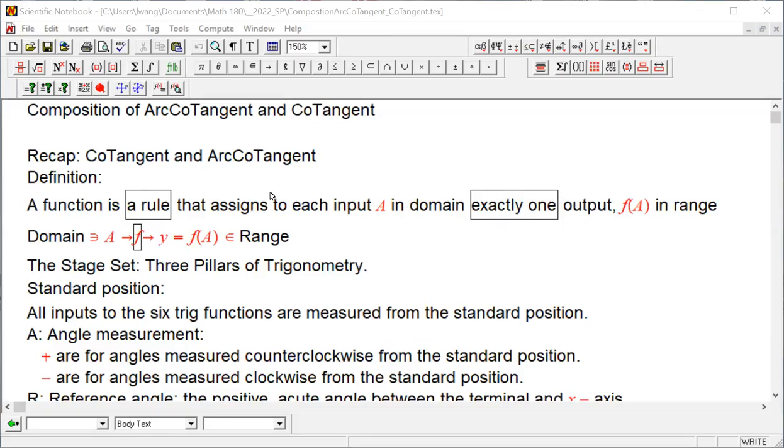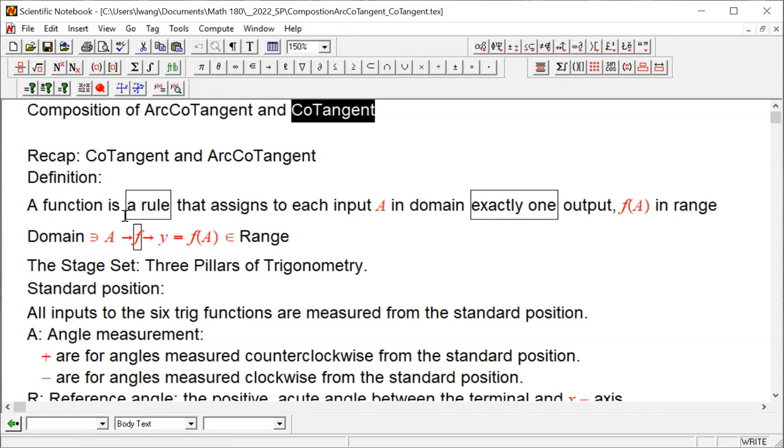Hello, in this lesson, we're going to talk about the composition of arc cotangent and cotangent. We've done similar things for sine, arc sine, cosine, arc cosine, and tangent and arc tangent. And now we're going to do composition of cotangent and arc cotangent.